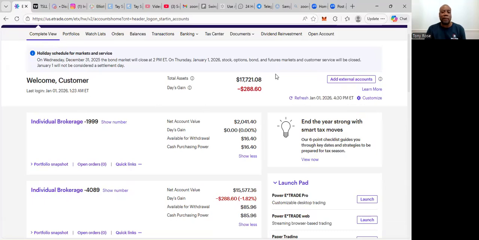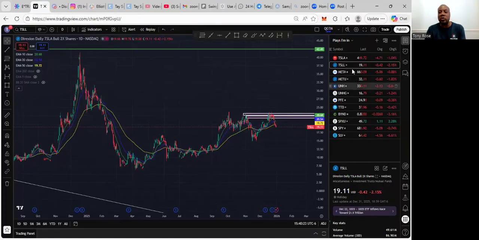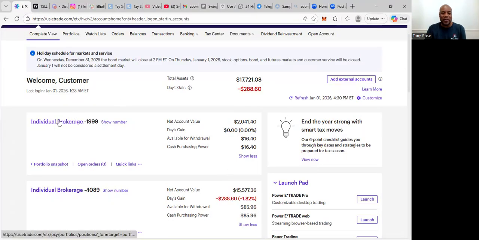And you can see right here, there's no capping with me. I'm gonna be very, very transparent. Right now, total assets is at 17,721.08. That's as of yesterday because I'm down $288.60, which I kind of already knew looking at these. I could do the math in my head: if I'm down 60 cents per share on METU and I have 250 shares, 250 times 60 cents gives you this number.